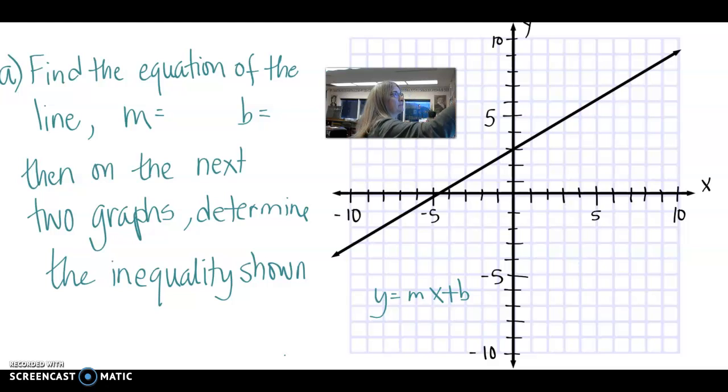So our y-intercept is right here up at 3, so b is 3. And then our slope is rise over run. We're going to go up 2 over 3, 1, 2, 3. So our slope m is 2/3. So throw that into this equation. You get the equation for this line is y equals 2/3 x plus 3. So we have our boundary line.